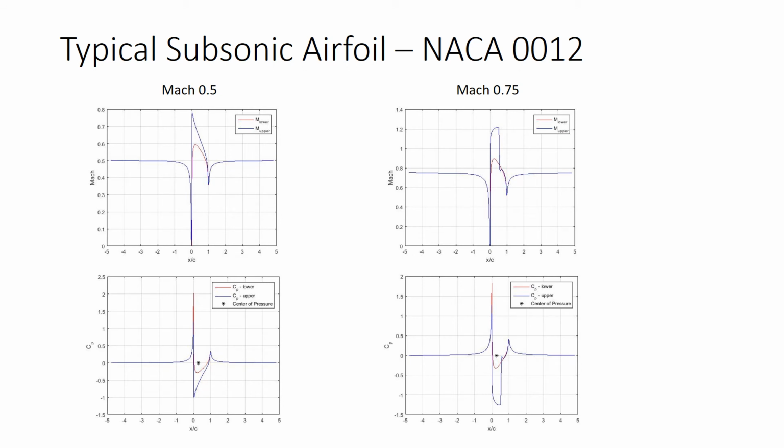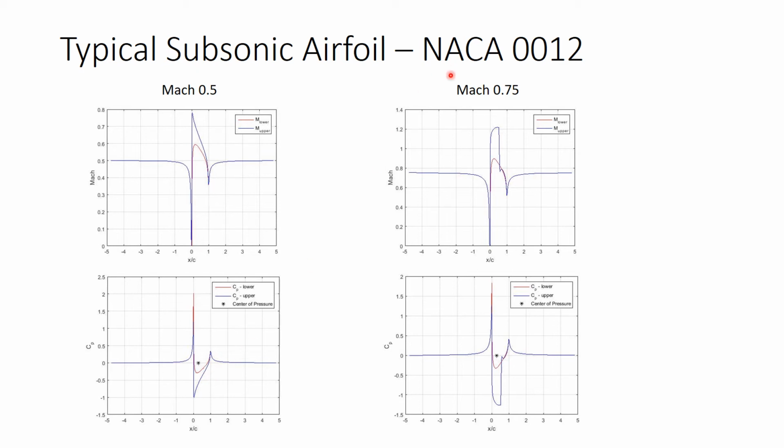Now, if we take a look at a typical subsonic airfoil, such as the NACA 0012, and we put it into a free stream velocity of Mach 0.5, we can see that there's no shock on the surface of the wing, and we see this relatively smooth gradient on the upper and lower surfaces of the wing. Additionally, the pressure coefficient distribution across the chord is pretty smooth. There are no large discontinuities or anything like that.